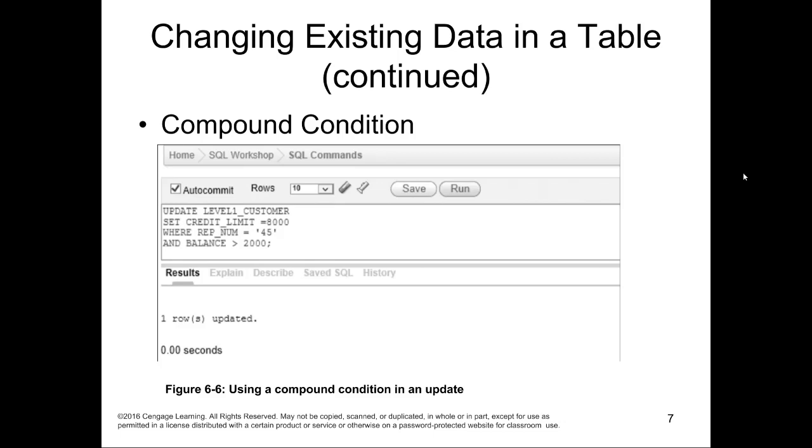In this case, we're doing an update on level 1 customer. We're setting the credit limit equal to 8,000, where the rep number is equal to 45, and the balance is greater than 2,000. Now, as we can see, the result is that only one row was updated. But if the level 1 customer table had more rows that matched the rep number of 45 with the balance of 2,000, it would have set the credit limit to 8,000 for those rows as well.